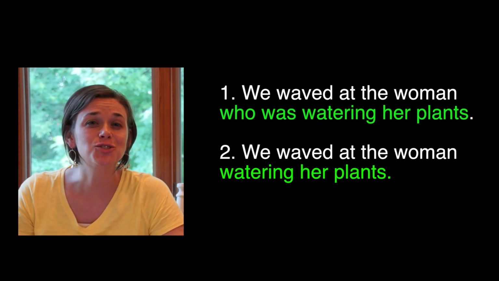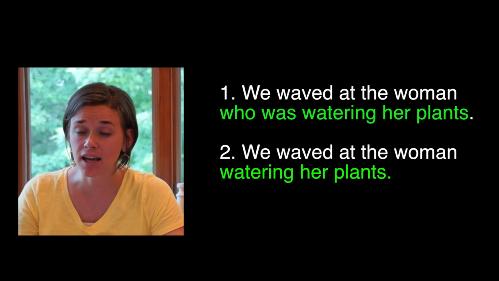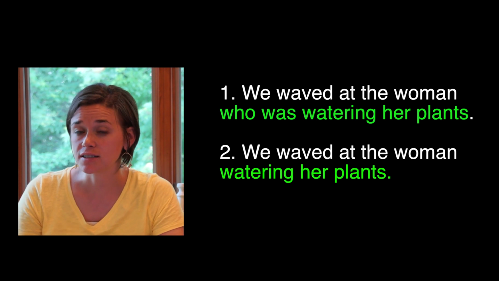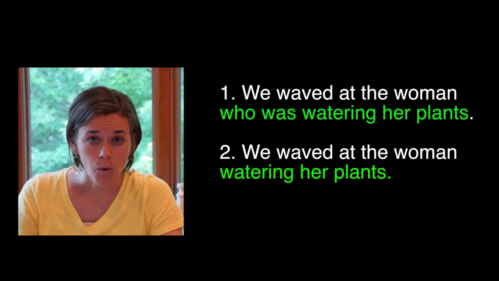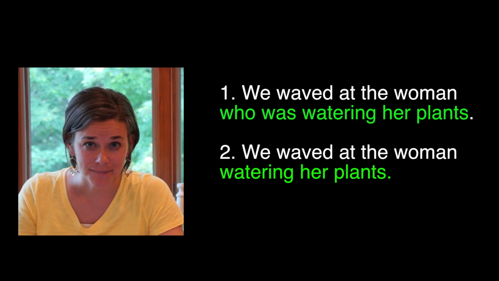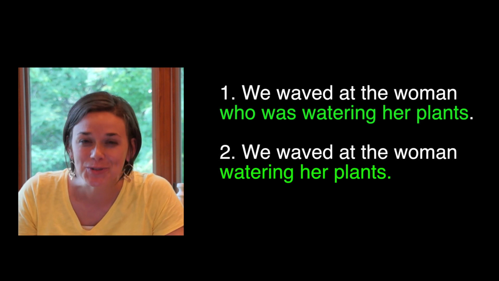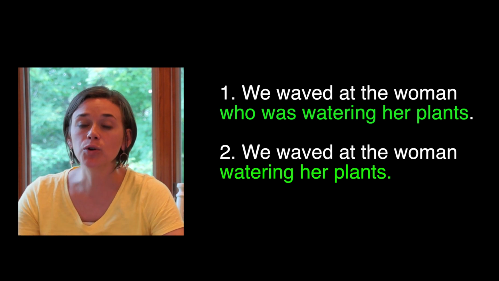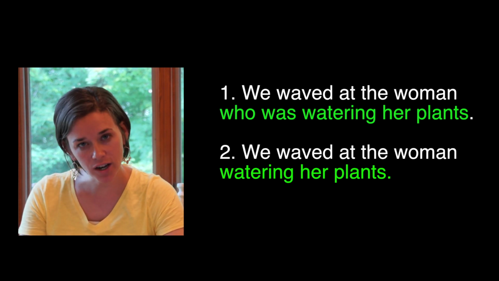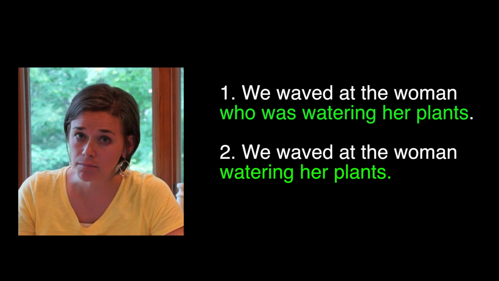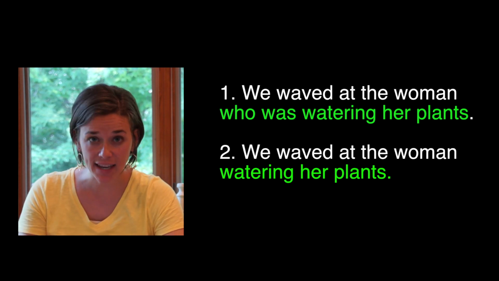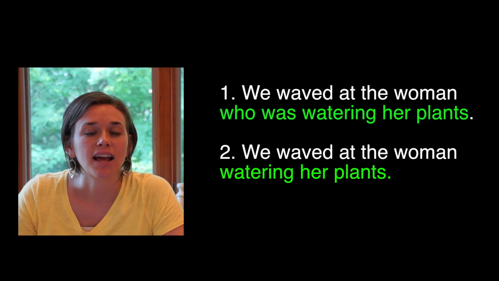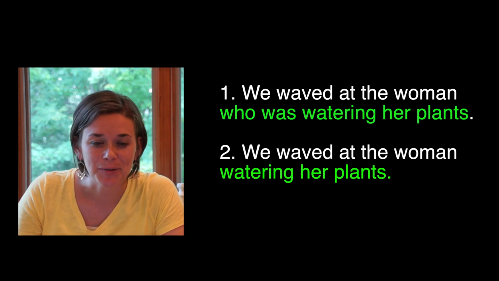If you had to choose one word in those sentences that both who was watering her plants and watering her plants was telling us more about, which word would you pick? I hope that you chose the word woman. Woman is a noun, and both who was watering her plants and watering her plants are telling us more about or describing that noun, woman. Let's look at the sentence diagrams and you'll be able to see what I'm talking about.